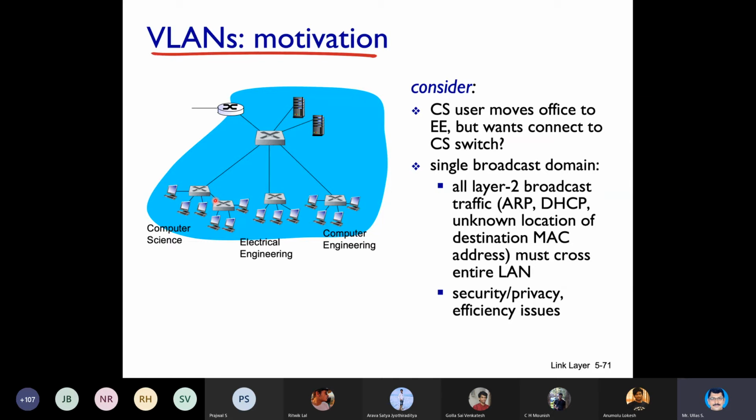I have a connection given by the next adjacent electrical lab. So only one switch may be kept there. The single switch's first 10 ports they can assign to the computer science and engineering department, and the next 14 ports they can assign to electronics engineering. So the advantage is that a single switch itself I can virtually divide into two networks.